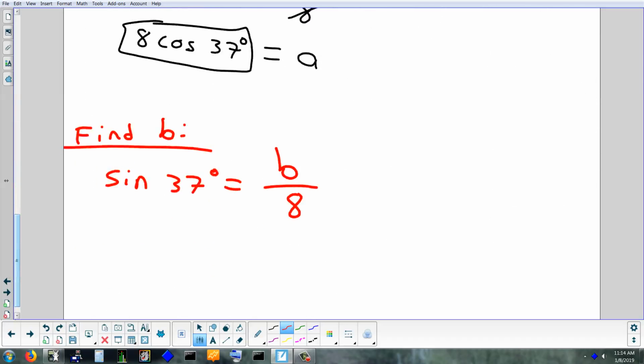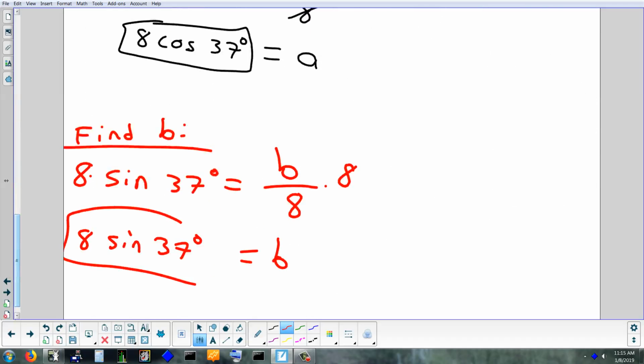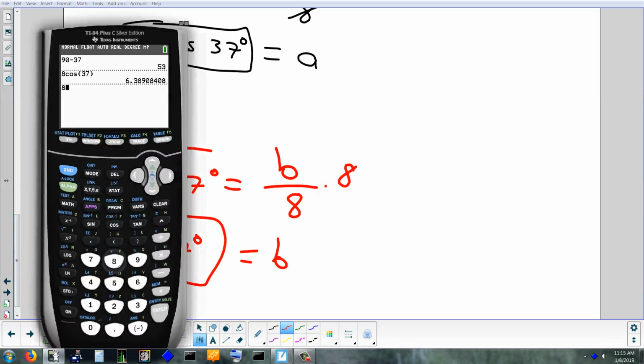So you only had to find 2 trig functions. You didn't have to find all 6 like in the homework. But you don't know which 2 you're going to have to find. Okay. Same deal, we're going to get b by itself. And it's exactly the same steps as the last problem, times 8 on each side. And there's your answer for b, 8 sine 37. So you should get about 4.815.